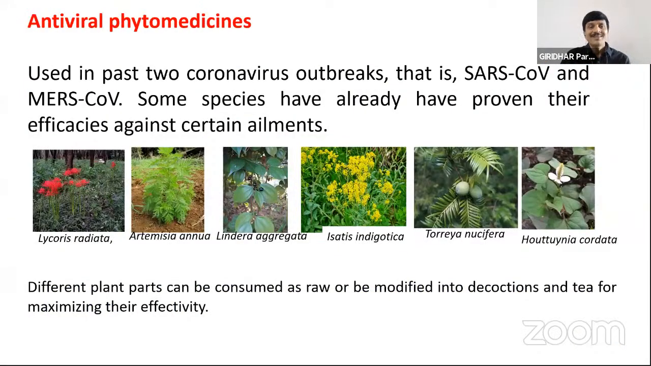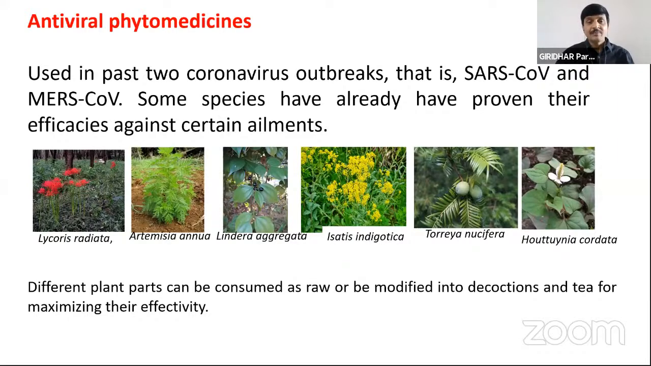As I mentioned, various antiviral phytomedicines have been tried. Initially, you might have heard, in 2002 SARS-CoV attacked human populations sporadically in some parts of the world, especially China and some East Asian countries. Similarly, in the Middle East, MERS-CoV originated in 2012, that is the Middle East respiratory syndrome, which also became highly infective, but the death rate was low.